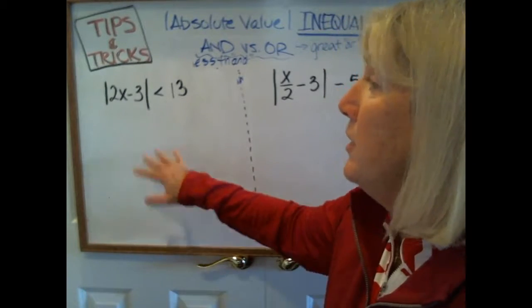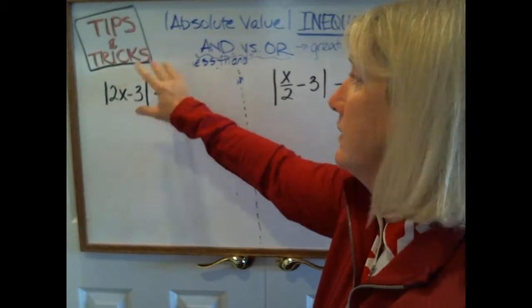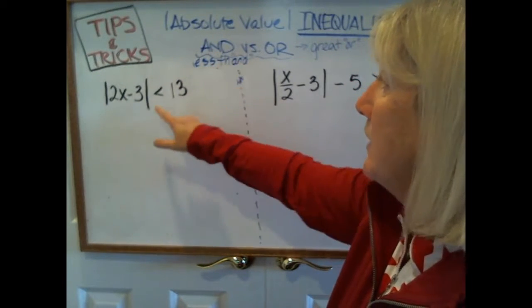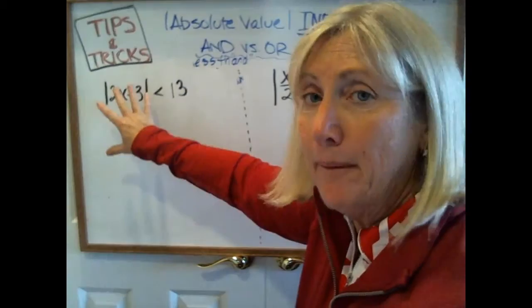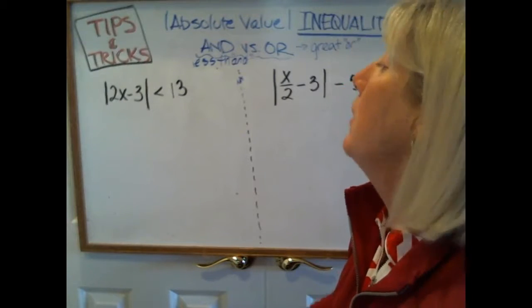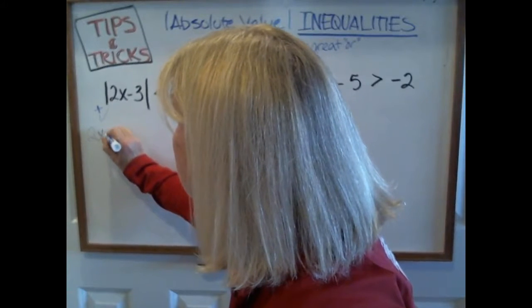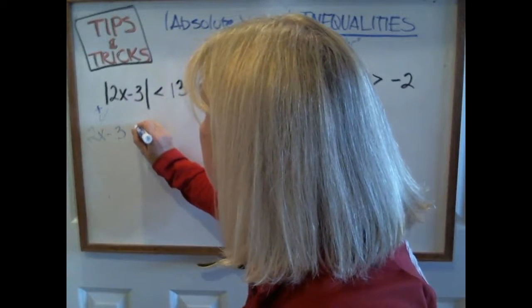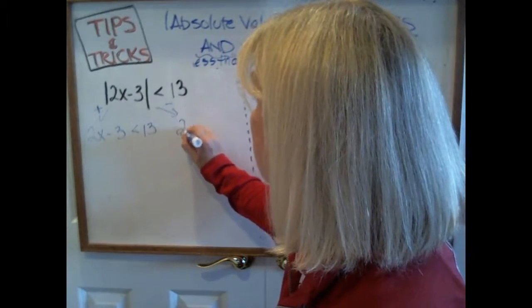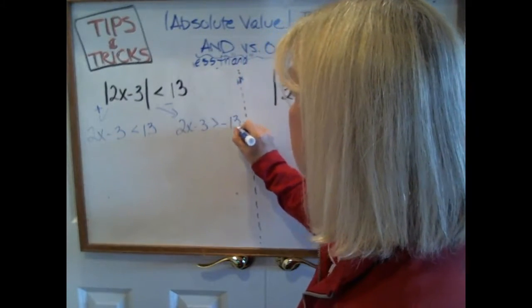All right, so now we've erased all this and we've come back here, and now we have a positive 13. So let's see what works with this one. It's a less than, so it's going to be an "and" in the middle. And since it's absolute value, we need to break it up into a positive and a negative inequality. So this positive one over here will be 2x minus 3 is less than 13. That's our positive one. The negative one will be 2x minus 3 is greater than negative 13.